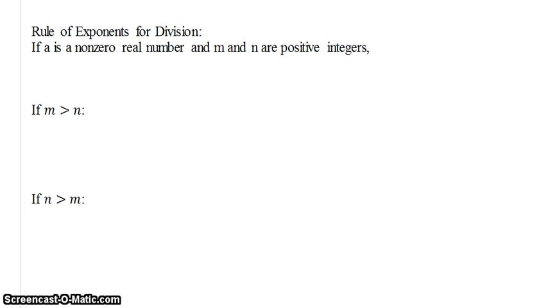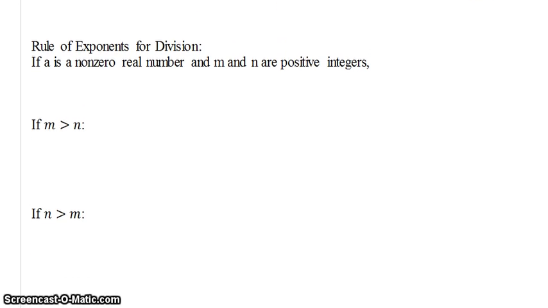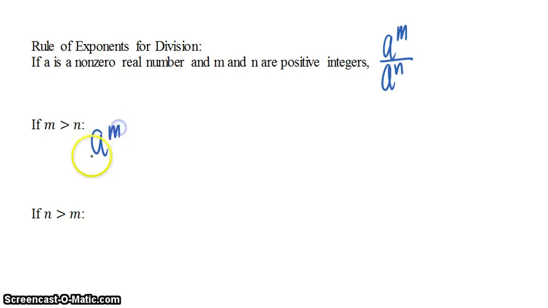Okay. Rule of exponents for division. If we have a non-zero real number a, and m and n are positive integers, this is the case we're going to use. So we're going to be using a raised to the m power over a to the n, and these are our rules based on that. So if we know that m is greater than n, then a to the m over a to the n is going to equal a to the m minus n, okay?